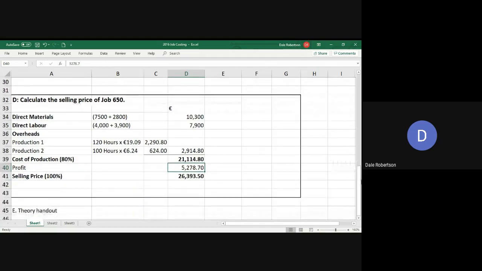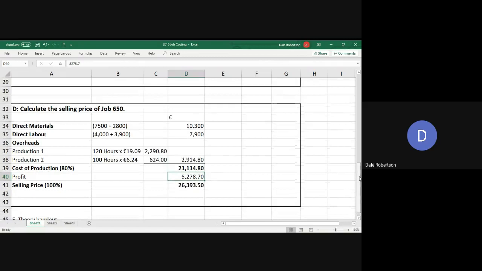And then there is a bit of theory, but that is in your theory handout, so I'm going to let you refer to that. That is a fairly tricky production or job costing question. Completion of that will allow you to do a lot of the older questions from your question pack as revision.